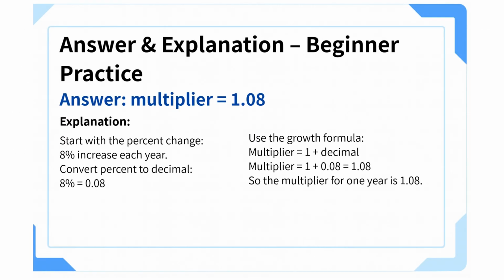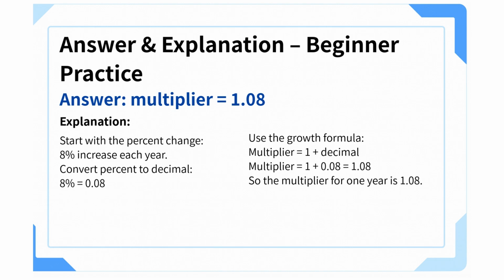Here's the full explanation for the beginner practice problem. The question tells us that a quantity increases by 8% each year. To find the multiplier, we begin by converting that percentage into a decimal. 8% becomes 0.08. This step is important, because exponential growth always works with decimals, not the percent itself.